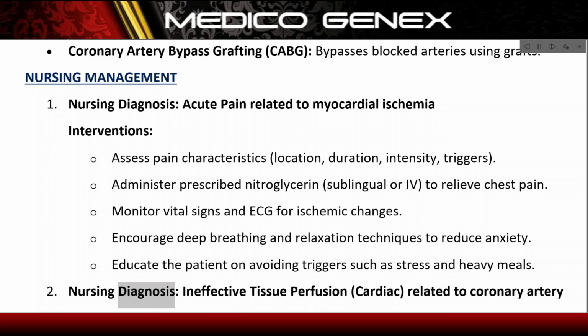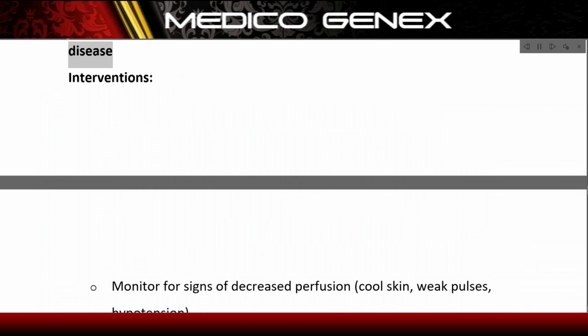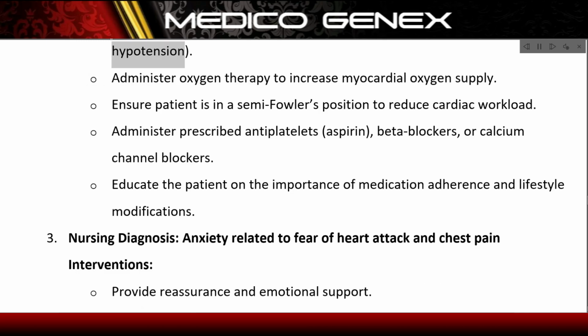Nursing diagnosis: ineffective tissue perfusion, cardiac, related to coronary artery disease. Interventions. Monitor for signs of decreased perfusion: cool skin, weak pulses, hypotension. Administer oxygen therapy to increase myocardial oxygen supply. Ensure patient is in a semi-Fowler's position to reduce cardiac workload. Administer prescribed antiplatelets, aspirin, beta blockers, or calcium channel blockers. Educate the patient on the importance of medication adherence and lifestyle modifications.